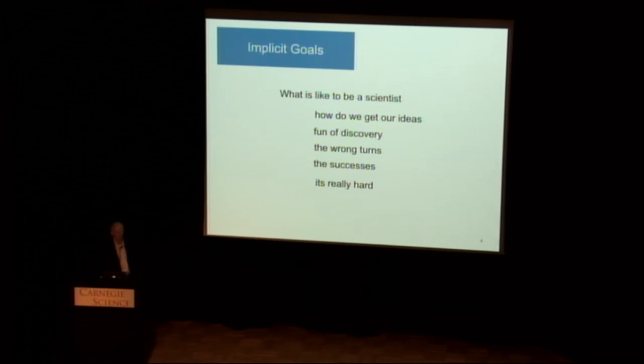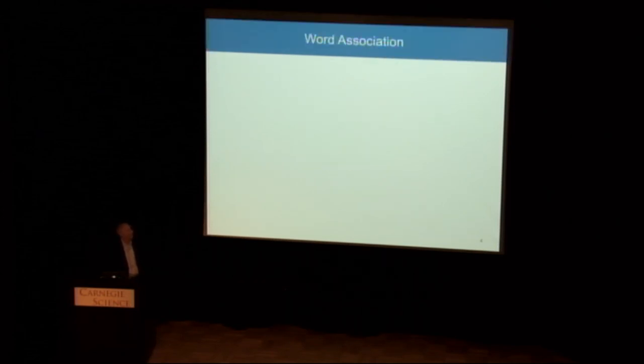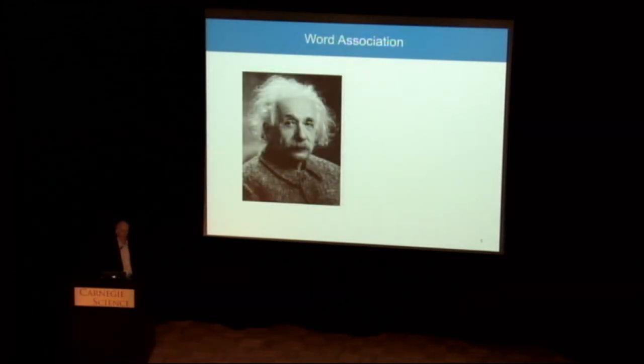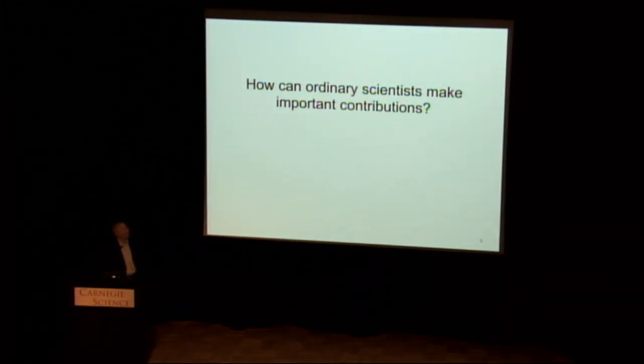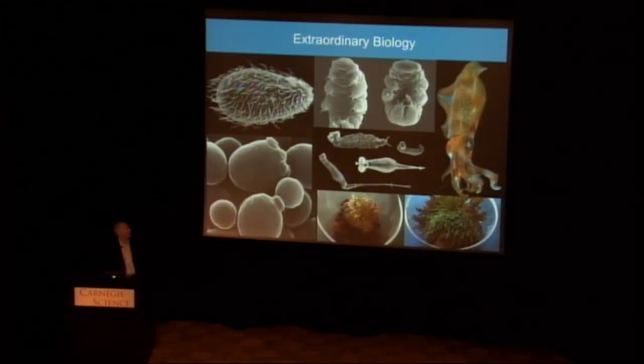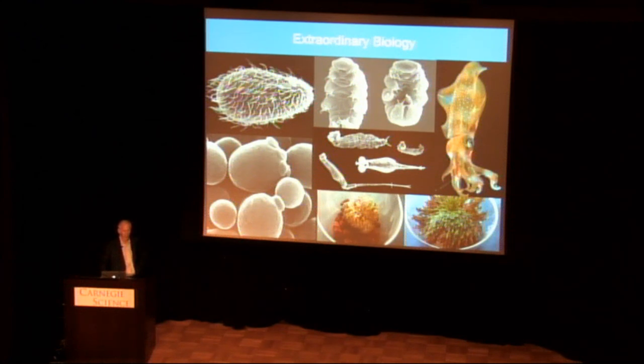So to begin to understand what is special about being extraordinary, I thought I would start with a little word association. If you see this picture, the first word that comes to mind is smart. If you see this picture, your first association is not so smart. So the question is, really, can ordinary scientists make important contributions? I think at least one way we can do that is through extraordinary biology.